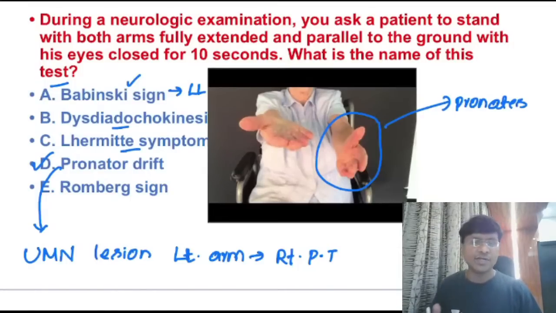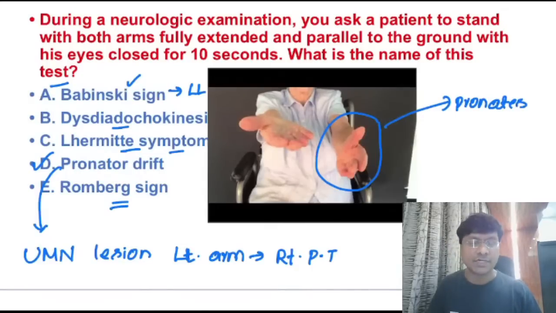Next, Lhermitte sign. What is Lhermitte sign? On flexing the neck, the individual will have an electric shock-like sensation down the spine. That is what is called Lhermitte sign or Lhermitte symptom. You get this symptom in patients with multiple sclerosis, cervical spondylosis, and subacute combined degeneration of the spinal cord. In all these conditions, you get this Lhermitte sign.